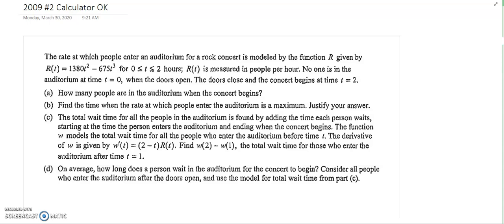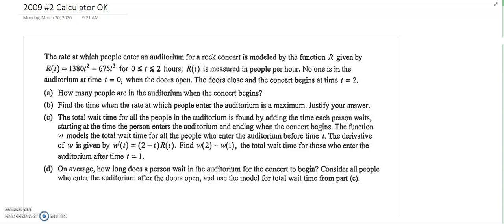Orloff here, and we are going to go through another FRQ from 2009. This is a calculator OK problem, and it essentially is going to cover integrals as an accumulation function. We've done a lot of position, velocity, and acceleration, particle movement, so we want to show you a different use for integration. So I'd like for you to pause this video.